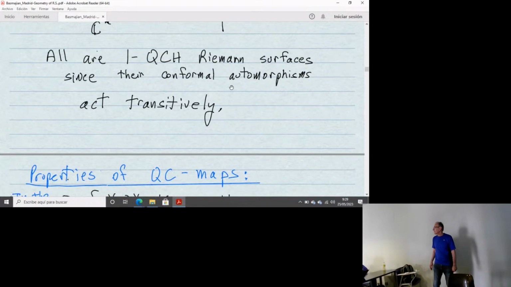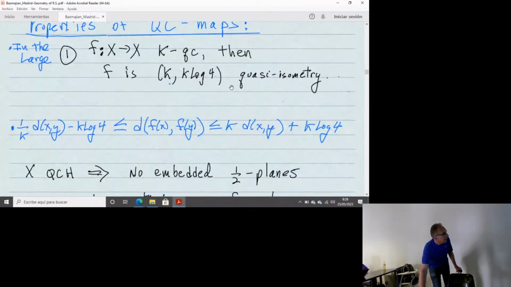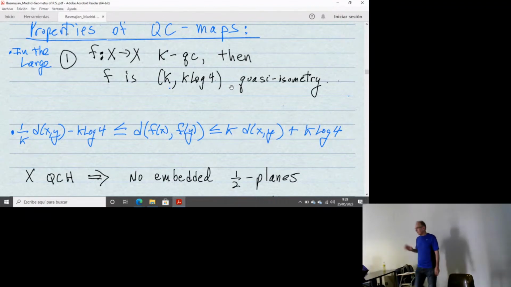So before I get to it, our goal is to understand covers of QCH surfaces, okay? And to classify them, both asking the question for topological covers and then geometric covers. So before I do that, a couple of properties. QC maps in the large, I'm going to talk about them in the large for the moment, and then I'm going to talk about them in the small.